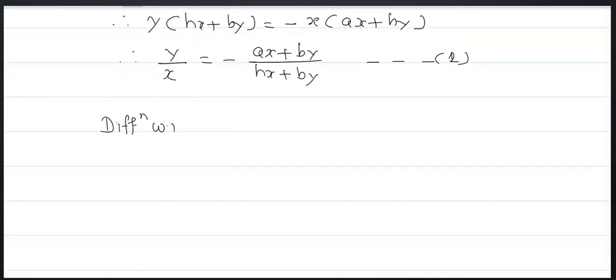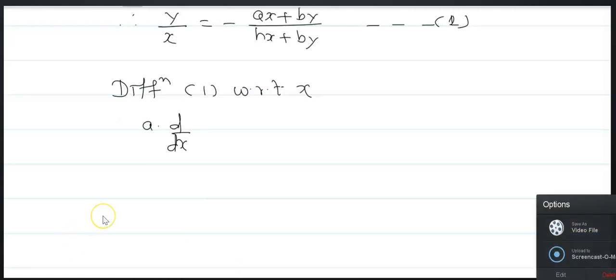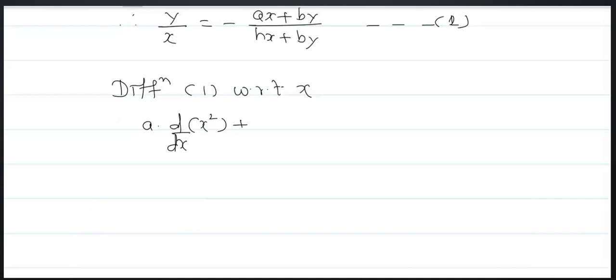Now differentiate this with respect to x. That is the first expression. Differentiate the first equation, which is ax² + 2hxy + by² = 0. What is that? That is nothing but the joint equation of a pair of two straight lines passing through the origin, that we will learn in M1.